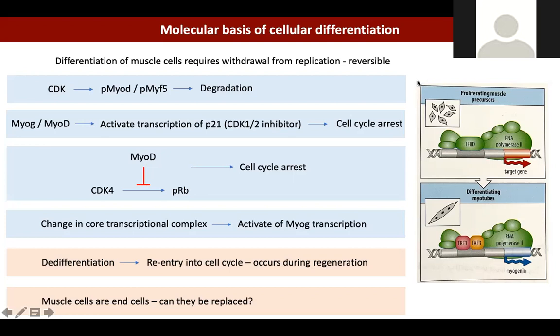Sir, I have a question. You mentioned that the CDK is going to phosphorylate the MyoD and then cause its degradation. But how does that MyoD escape that phosphorylation? Because then you said there's a change in the core transcription complex and that activates the MyoG. So I'm kind of confused, because the phosphorylation is a post-translational modification, and the other thing activating MyoG is the transcription that happens before the post-translational modification. So I'm still confused in that bit.